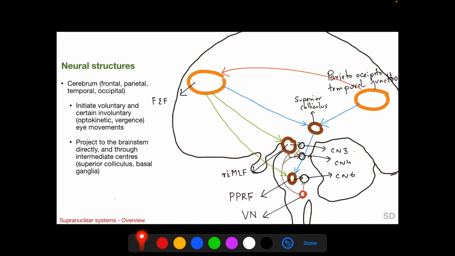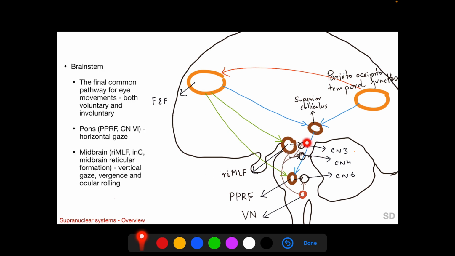The neural structures involved in the supranuclear control of eye movements are located in the cerebrum, in the brainstem, and in the cerebellum and the vestibular system. The centers in the cerebrum consist of the frontal eye field and the parieto-occipito-temporal junction, and they initiate both voluntary and involuntary eye movements, as we will be discussing later. These 2 centers project to the brainstem centers either directly or through the superior colliculus and the basal ganglia. The brainstem centers provide the final common pathway for both voluntary and involuntary eye movements.